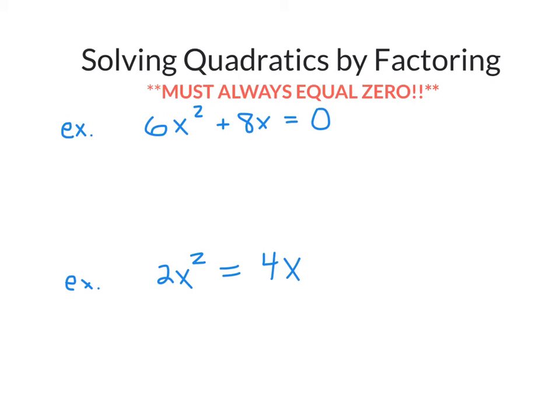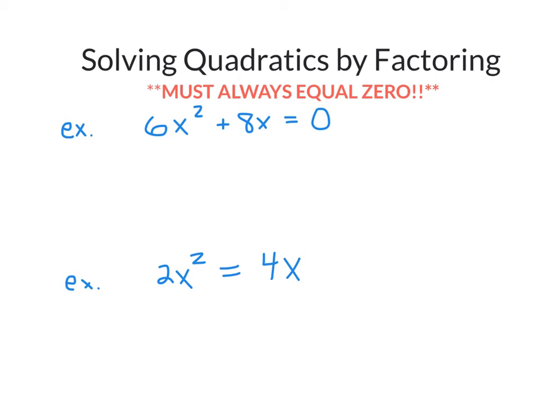So when we're solving quadratics, it's very important that the equation always equals 0. Because we want to use the zero product property, we're not going to be able to do that if the equation is not equal to 0. So when solving a quadratic by factoring, it's very important that the equation always equals 0. Otherwise, we're not going to be able to use the zero product property.